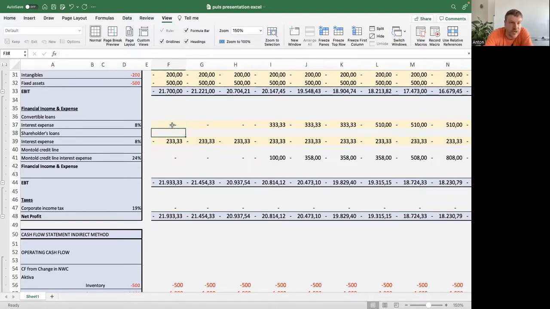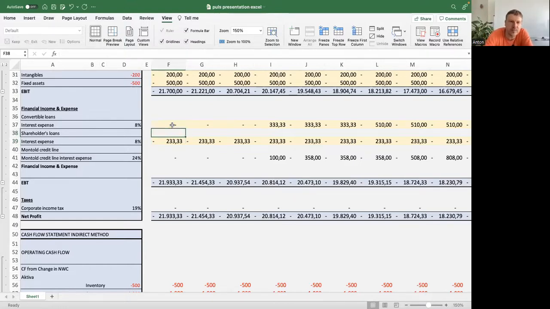There are three types of loans: convertible loans, as I told you, so loans which will be converted into share capital in the future, and shareholder loans. So the shareholders, the owners of the company as private persons, are giving to the company, are giving actually to themselves, a loan as an owner of the business.